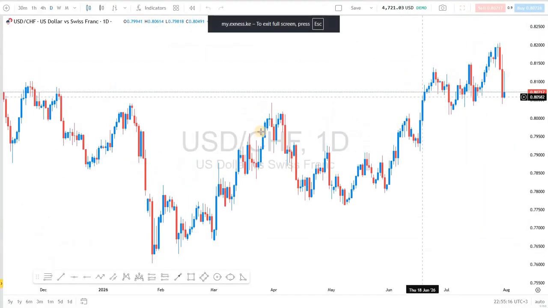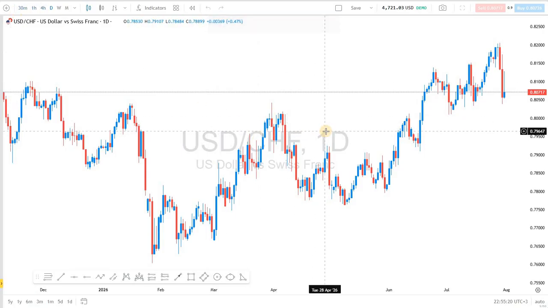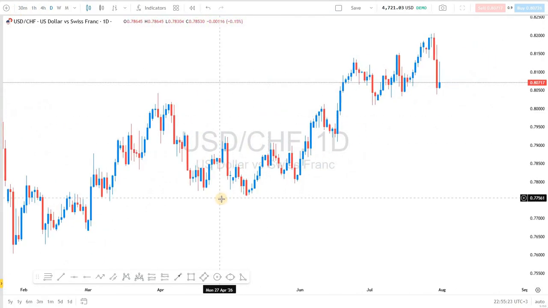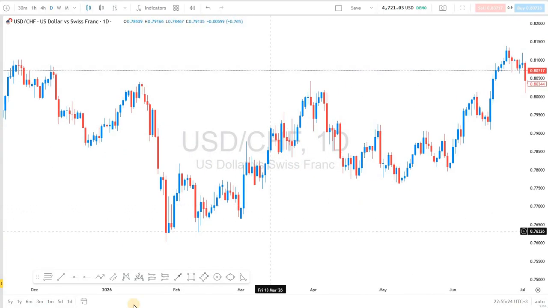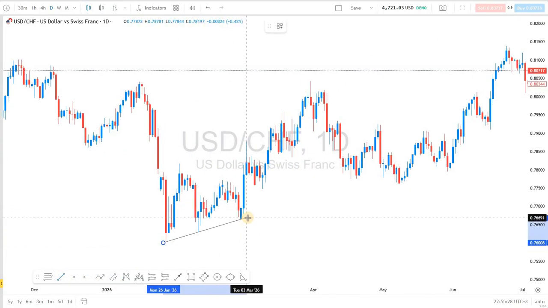So this is our Swiss franc. As you can see, this is on our daily chart. This market has been turning up. You can see we have multiple touches on this liquidity area. This is just like a liquidity.